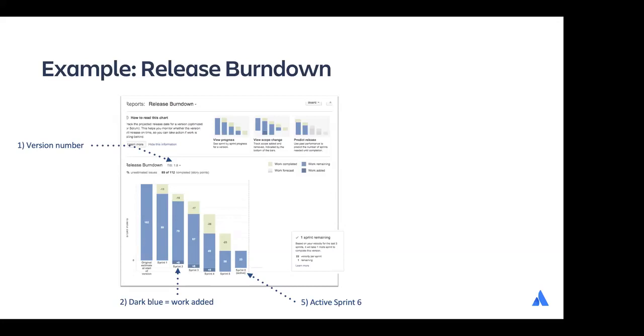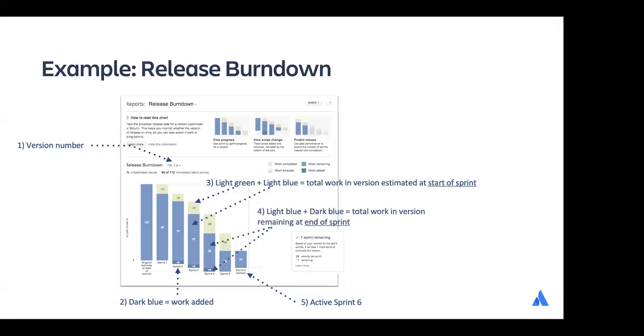In number 5, you could see that's an active sprint, sprint 6. You could see the light green lines, and the light blue is the total work estimated at the start of the sprint. And the light blue and the dark blue is the total work in the version that's remaining at the end of the sprint. So hopefully you can see, using the legend in this, how much work is being completed, how much work is remaining, and whether work is being added to a version.